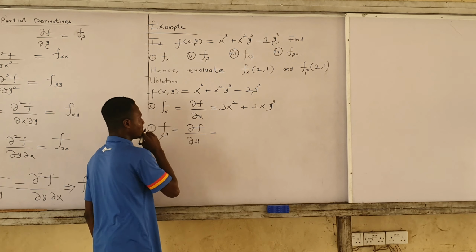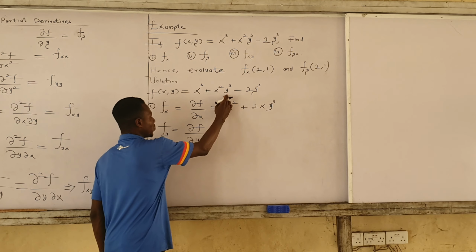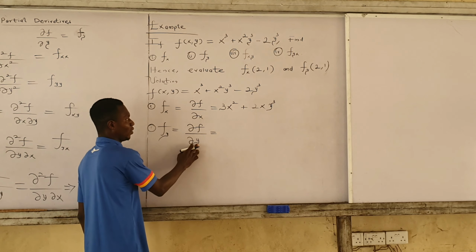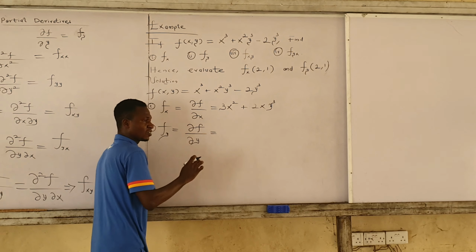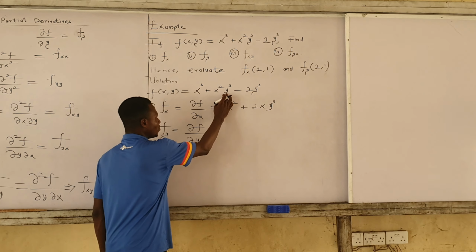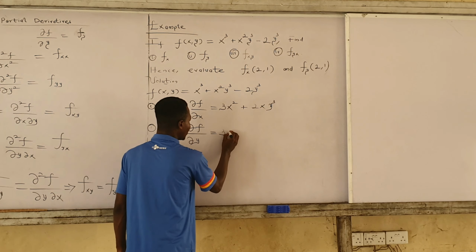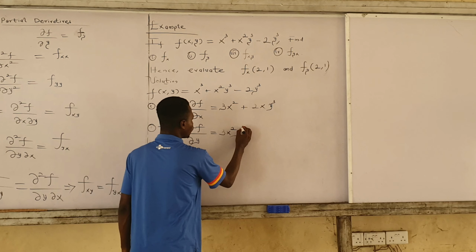So this is going to give us 0. Plus, in this case now, we want to differentiate x squared y raised to the power of 3. When we run the partial differentiation with respect to y, we have to treat x squared as a constant because that is not what we are differentiating. So in this case now, we are going to be differentiating y to the power of 3. So that is going to give us 3x squared times y raised to the power of 3 minus 1.